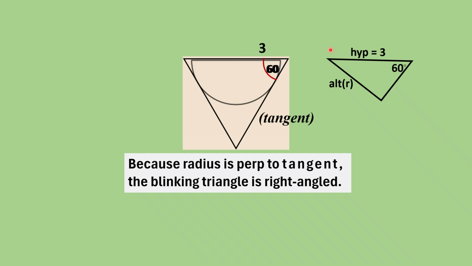So what you are getting? Hypotenuse as 3 units, the altitude is a radius, and the angle is 60 degrees. So this you are getting a right angle triangle. Why? Because the radius is always perpendicular to the tangent. So you are getting a right angle triangle where this altitude is equal to radius, and the hypotenuse, the side opposite to right angle, is 3 units, and the angle is 60 degrees.